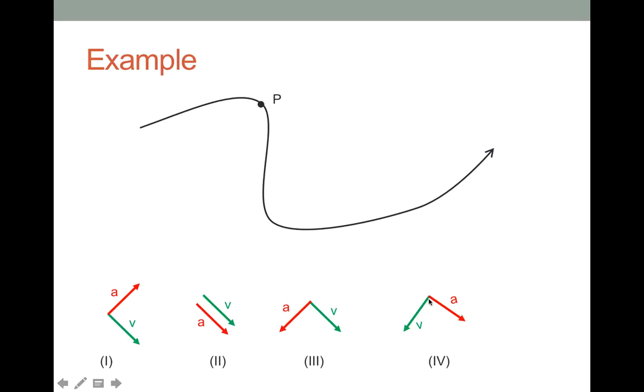This one right here has got to be wrong because the velocity is pointed in a direction other than the tangent to the curve. In fact, this one kind of looks like the velocity and the acceleration are backwards, because the correct answer is this one. The velocity is tangent to the curve and the acceleration points towards the inside.